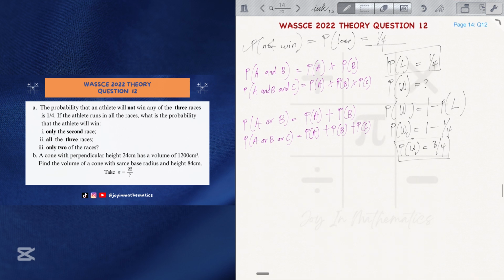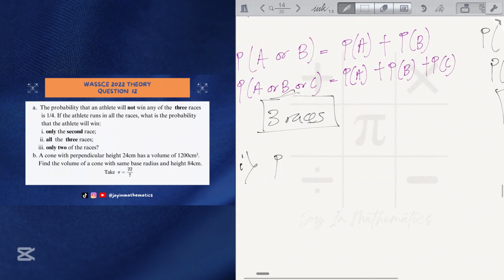Now let's begin. The question now says, if the athlete runs all the races, he runs 3 races. Once he's done with one, he proceeds to the next, and once he's done with the other one, he proceeds to the last one. Now the question is, what's the probability that he will win only the second race? Let's begin with question (i). The athlete will win only the second race. So he's going to lose the first race, win the second race, and also lose the last race.